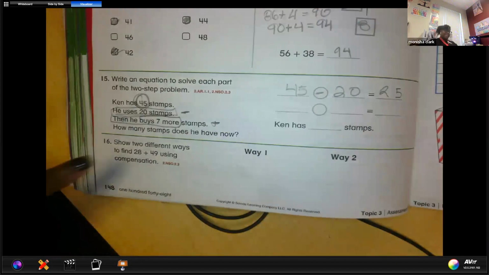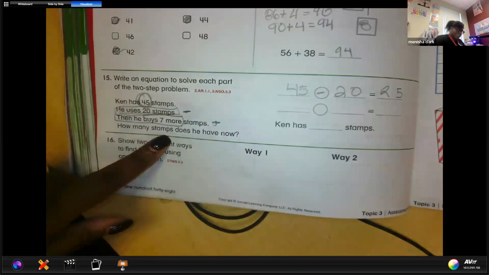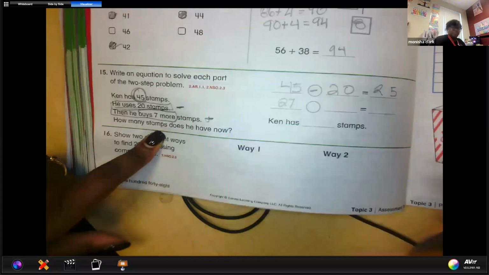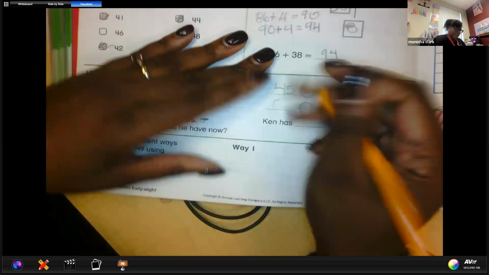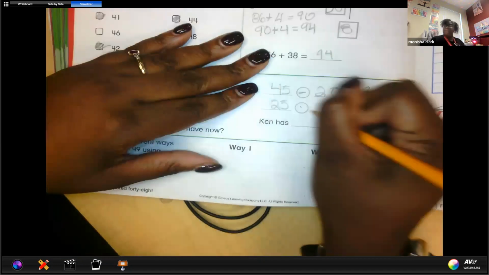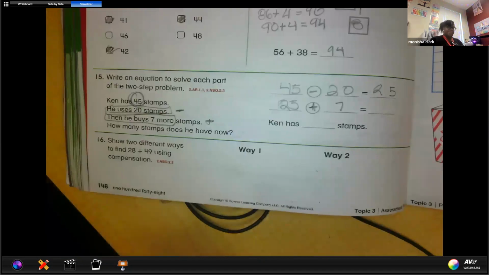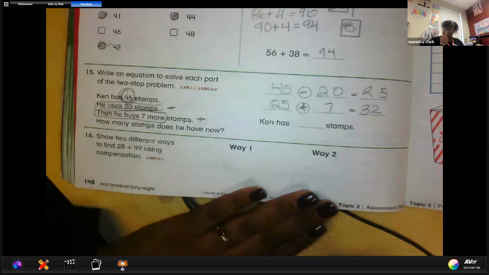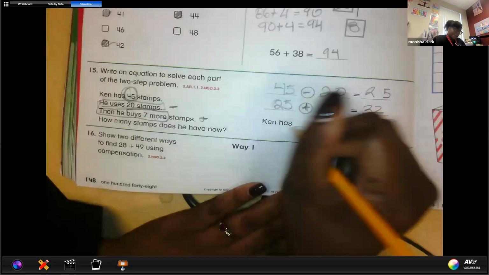No, because then he buys how many more? So now we're going to take that 25 and add 7 more. In the interest of saving time, I'm just going to tell you that's 32. So Ken has what? 32.